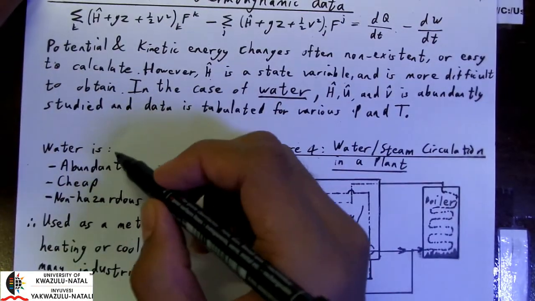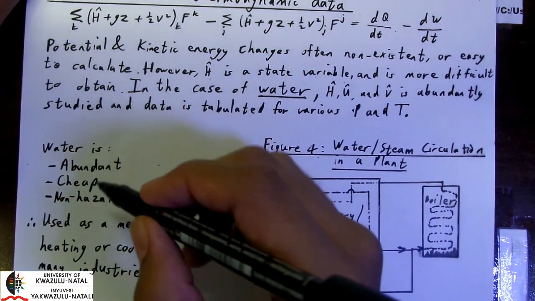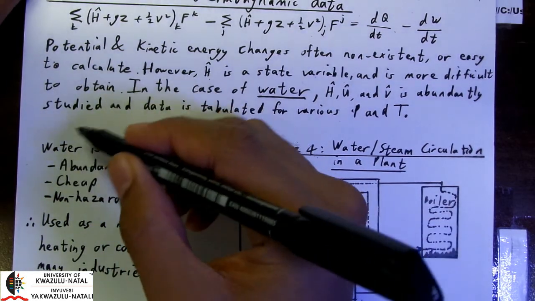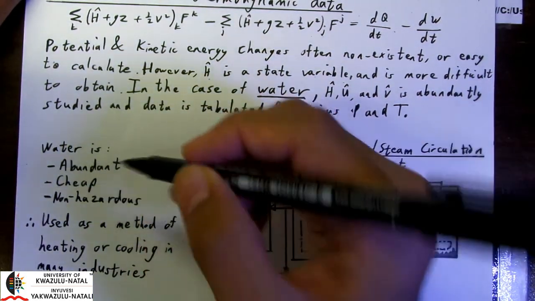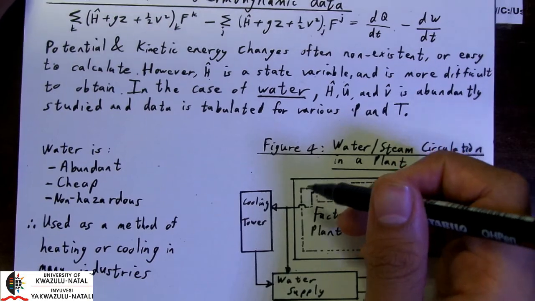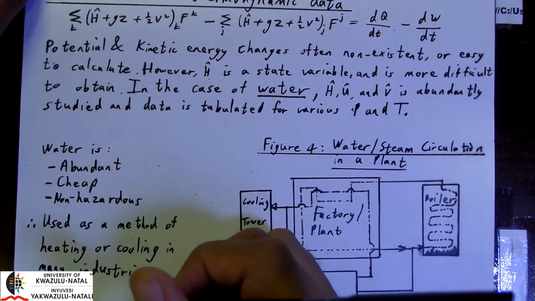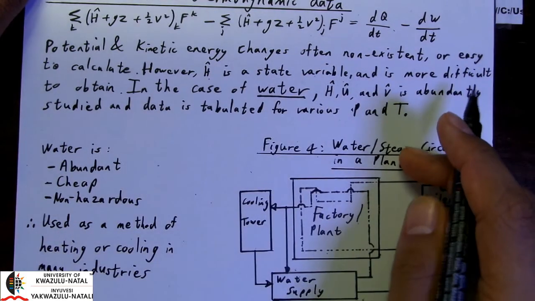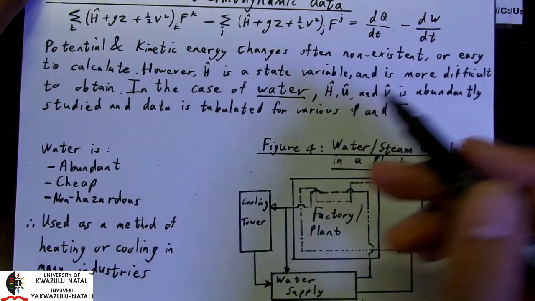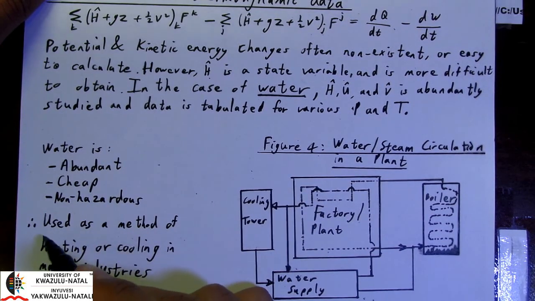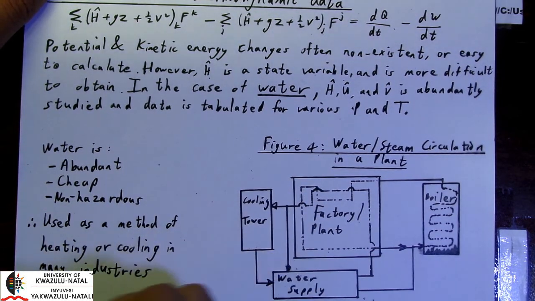So water is abundant, it's cheap, and also non-hazardous. And for this reason, it has various abundant uses. In the context of a chemical plant, water can be used as a solvent, for dilution, for purification or washing, or for heating or cooling in many industries.